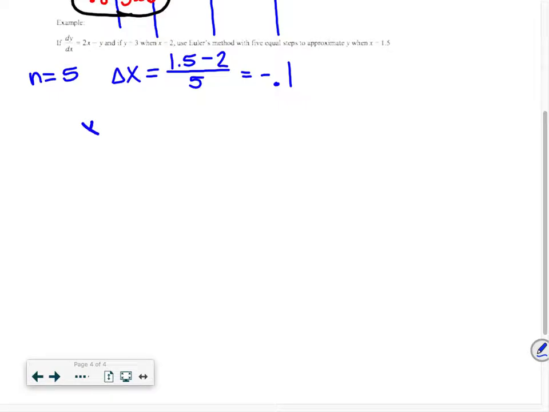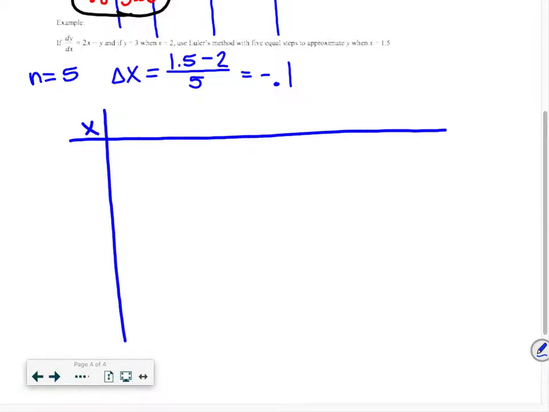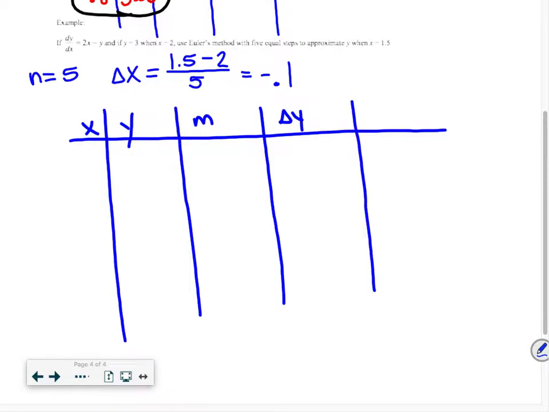So, our chart, and I will warn you, if you ever look at AP test answer keys, they probably won't make this chart, but their math is the same. Some people use this chart, some people use the math without the chart, but I think this is a nice way of organizing it all, especially if we have to do multiple steps. So we start at 2, 3. What's our slope? 1. 1 times delta x is -0.1, so our new y is 2.9.